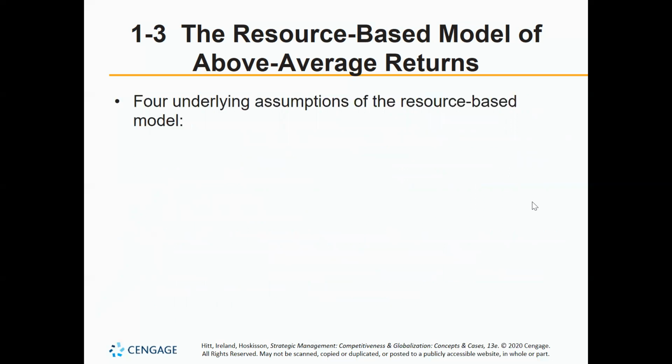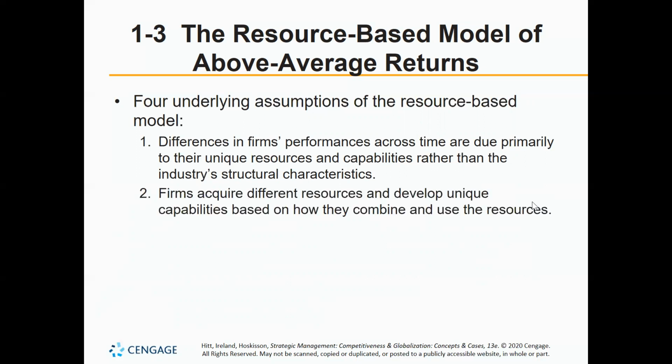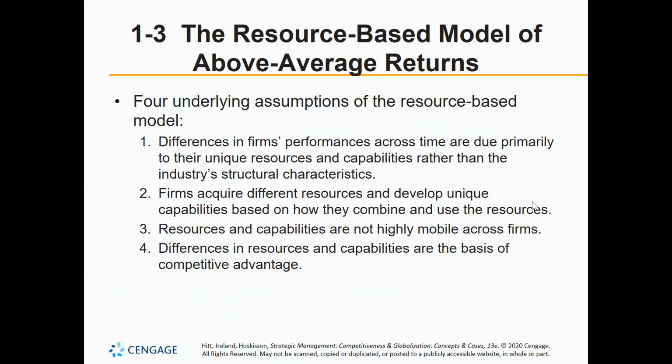There are 4 underlying assumptions of the resource-based model. One is that differences in firms' performances across time are due primarily to their unique resources and capabilities rather than the industry's structural characteristics. You'll notice a contrast here with the IO model. 2, firms acquire different resources and develop unique capabilities based on how they combine and use the resources. 3, resources and capabilities are not highly mobile across firms. Again, a contrast with the IO model. And 4, differences in resources and capabilities are the basis of competitive advantage.